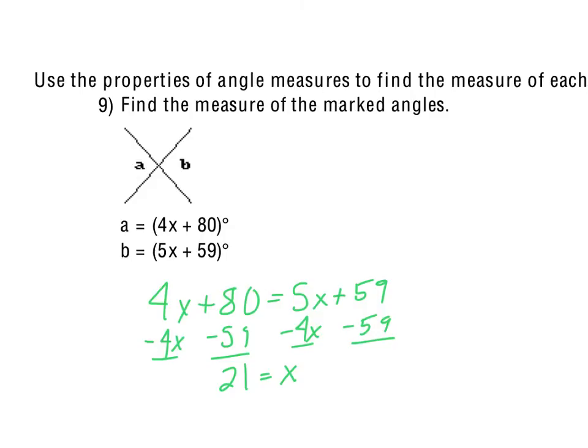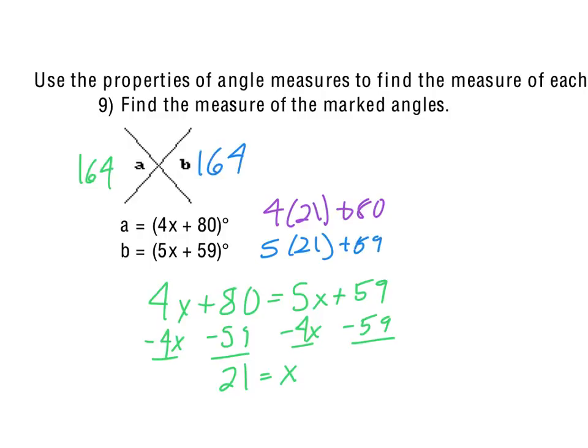But that actually works out just fine. So we get 164 when I plug that into the 4x plus 80. All I'm doing there is 4 times 21 plus 80 is 164. If the 5 times 21 plus 59 is not also 164, then we did something wrong. But it does turn out to be the same thing. So they're both 164 degrees.